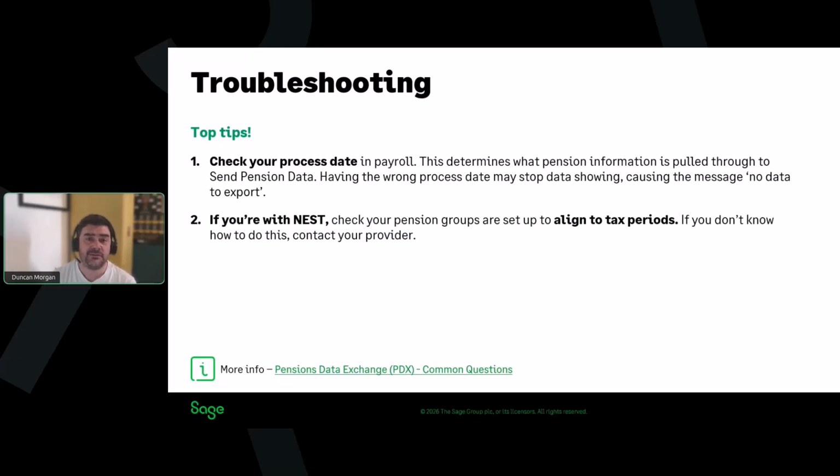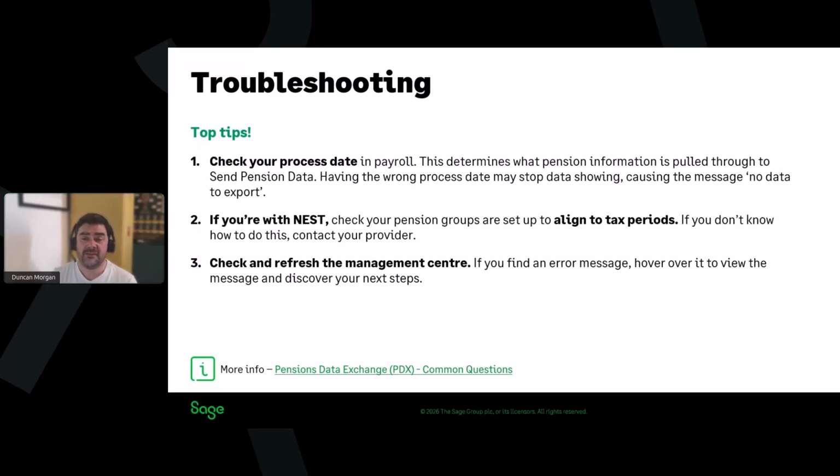Second tip, specifically if you're with Nest, is to ensure that you have compatible pension groups set up on your Nest portal. These need to align to tax periods. So if you pay weekly, you need to choose a tax weekly pay frequency, and monthly you would choose tax monthly. That ensures that the date of the pay reference period lines up with the pay reference periods that the pensions module uses.